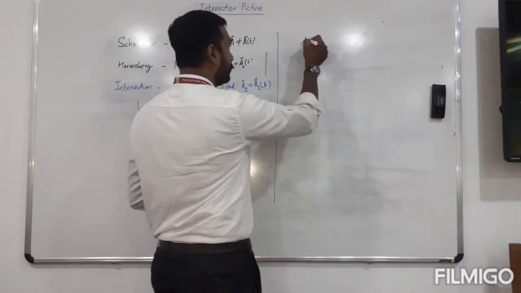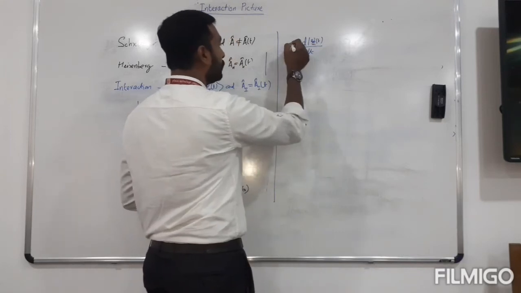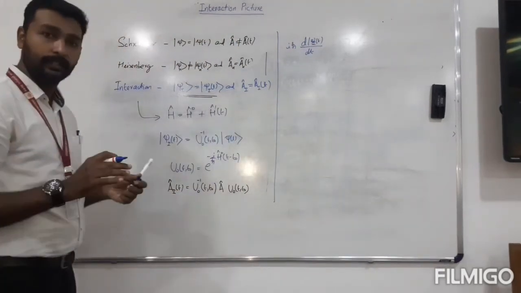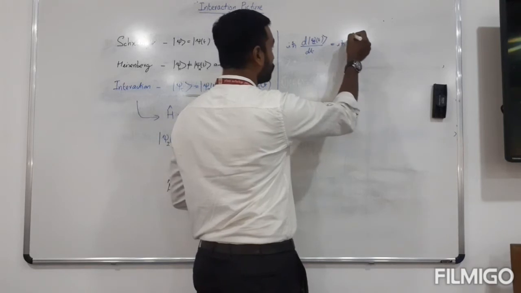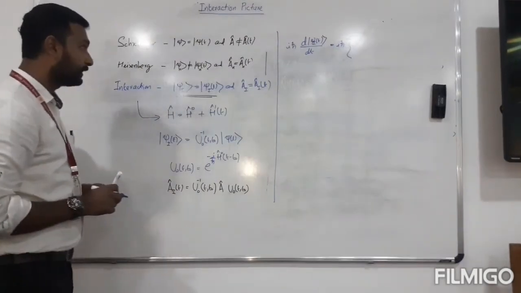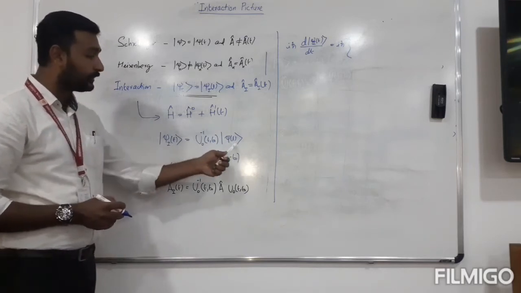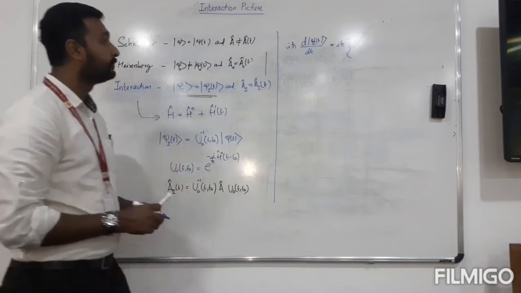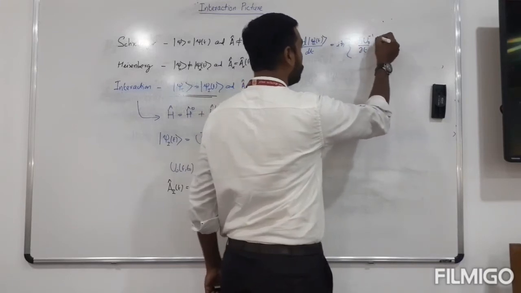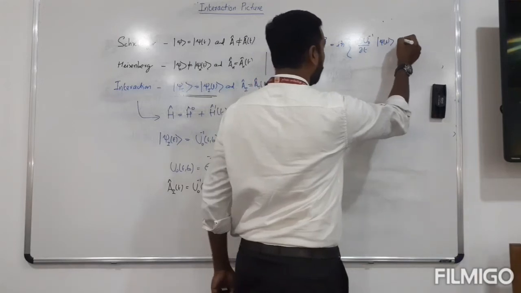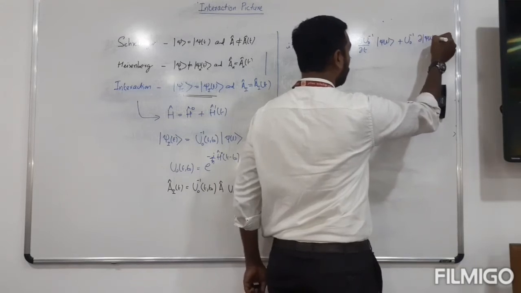Okay, so d psi I of t by dt. So better put an iħ on the left side. So this would be equal to iħ, what would be d psi I by dt? Okay, I have to differentiate this with respect to time. So it has two parts, U0 inverse and psi. So obviously I have to use the product rule, and this becomes ∂U0 inverse/∂t psi of t plus U0 inverse ∂psi/∂t.